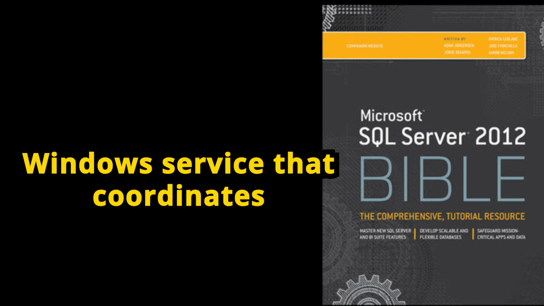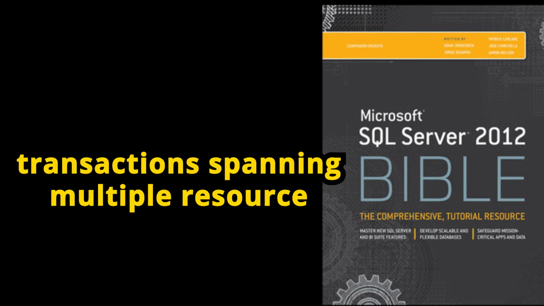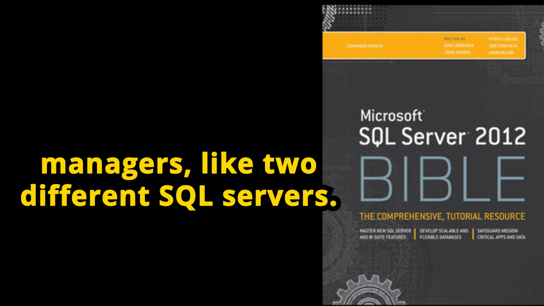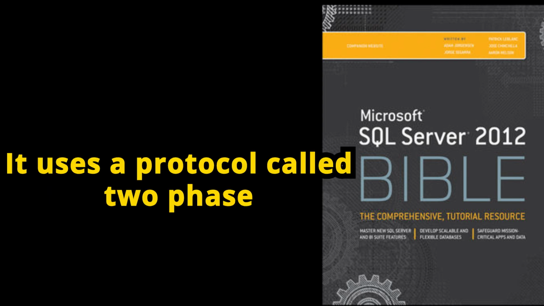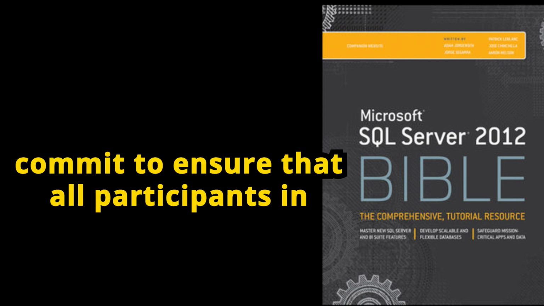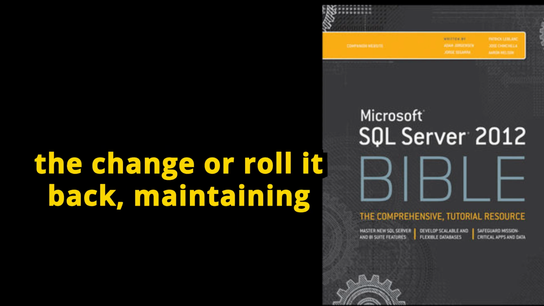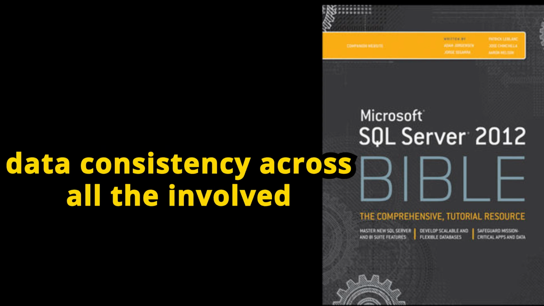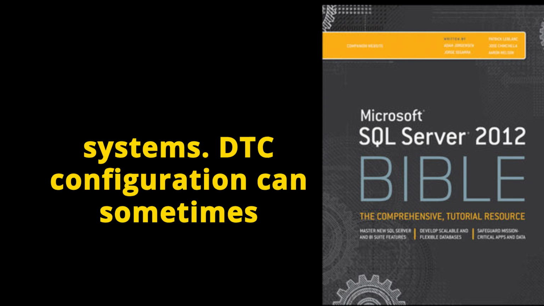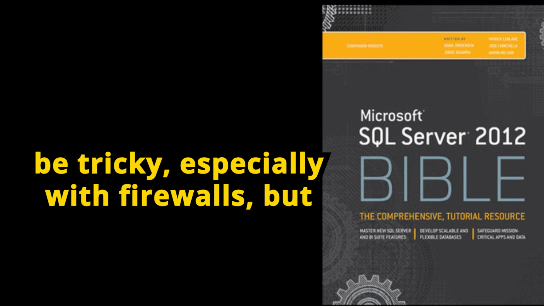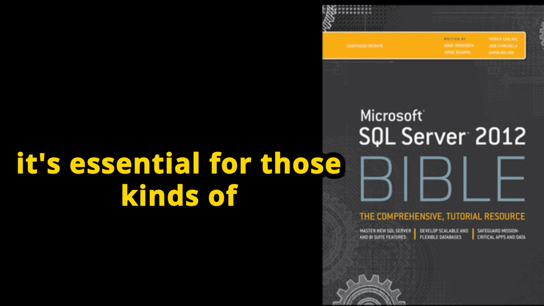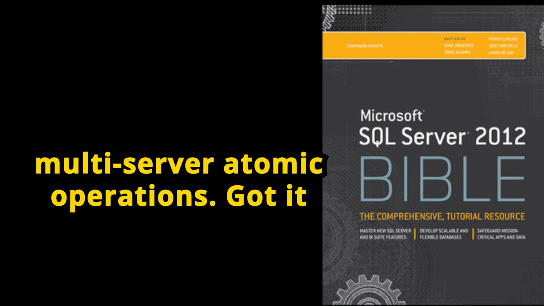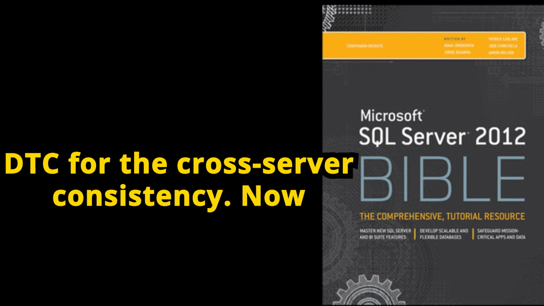It's a Windows service that coordinates transactions spanning multiple resource managers, like 2 different SQL servers. It uses a protocol called two-phase commit to ensure that all participants in the distributed transaction either commit the change or roll it back, maintaining data consistency across all the involved systems. DTC configuration can sometimes be tricky, especially with firewalls, but it's essential for those kinds of multi-server atomic operations. Got it. DTC for the cross-server consistency.